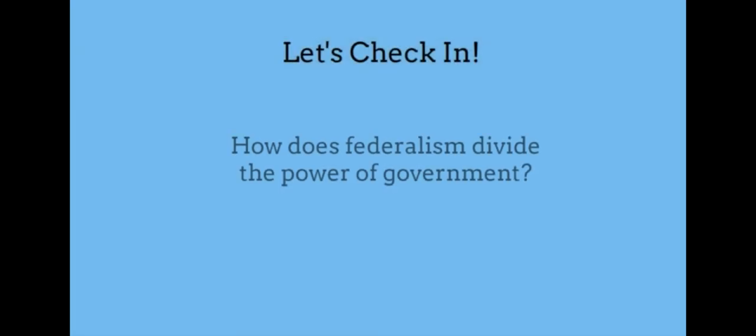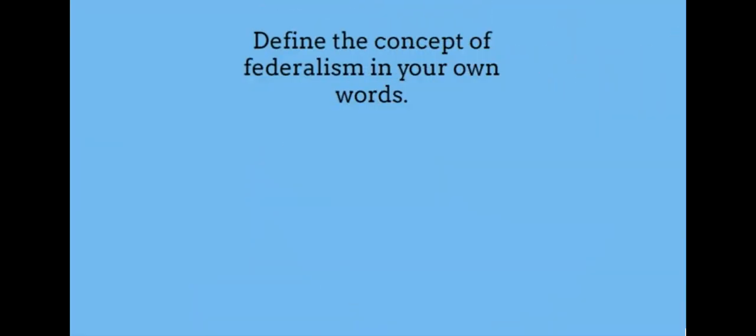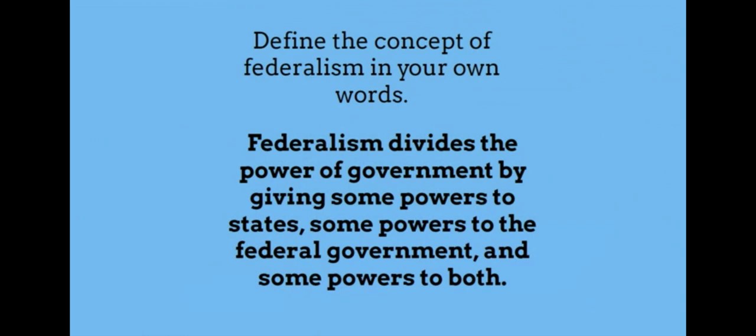We've learned a lot so far, so let's check in and see what we know. Try to answer each of the following questions in your own words. How does federalism divide the power of government? Federalism divides the power of government by giving some powers to states, some powers to the federal government, and some powers to both.